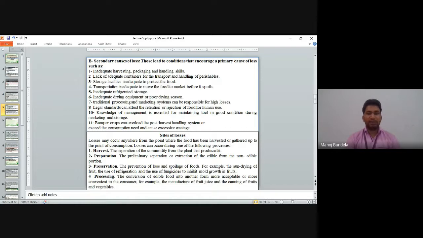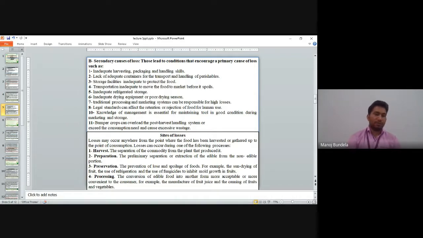Next one is sites of losses. There are different sites of losses. The losses may occur anywhere from the point where the foods are harvested and gathered up to the point of consumption. Means from harvesting of the fruits until it reaches the consumers. So till then there are so many sites from which losses occur. The losses can occur during one of the following processes.